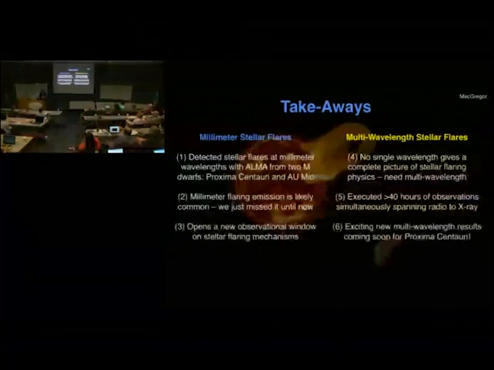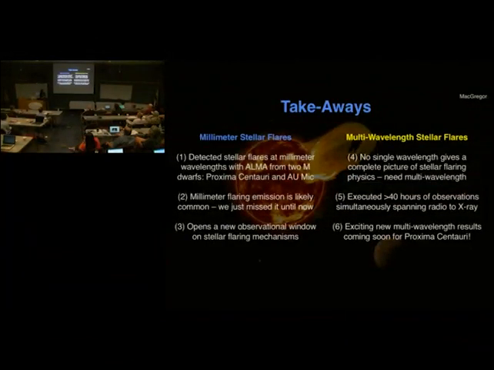Okay, and I think I am just about out of time, so I wanted to end with some takeaways. For our millimeter stellar flares, we, for the first time, detected stellar flares at millimeter wavelengths. This is entirely new, using ALMA right now on Proxima Centauri and AU Mic. Millimeter flaring emission, given that we have detected it so nicely and easily in our current campaign and from previous archival data, is probably common.